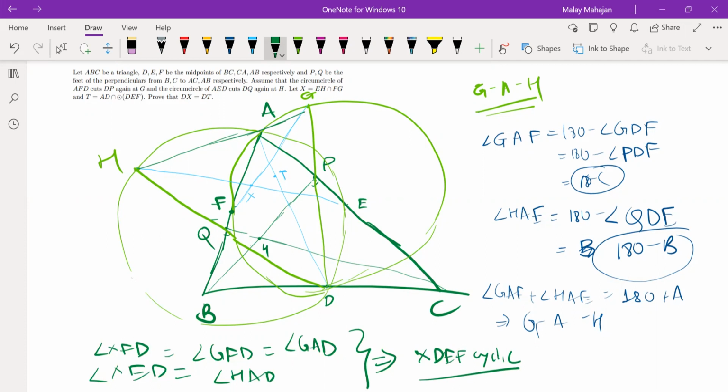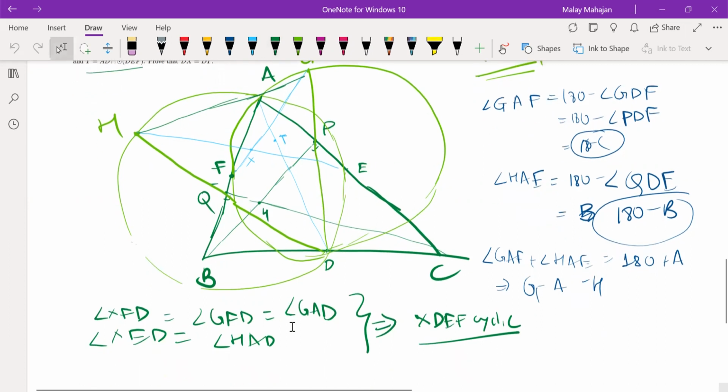That would be convenient. Which circle? XDEF. Wait, what was TAD? But haven't we given it? Oh, AD intersect DEF. Yes, you're right. So we want to show that XT is parallel to EF. Sorry, PQ.